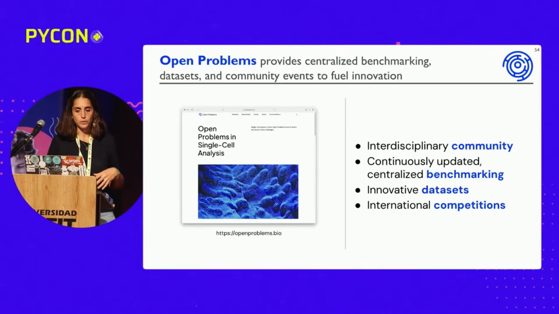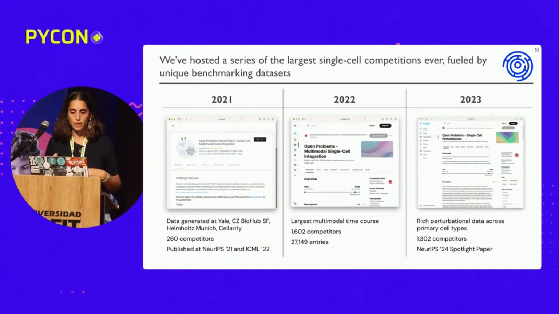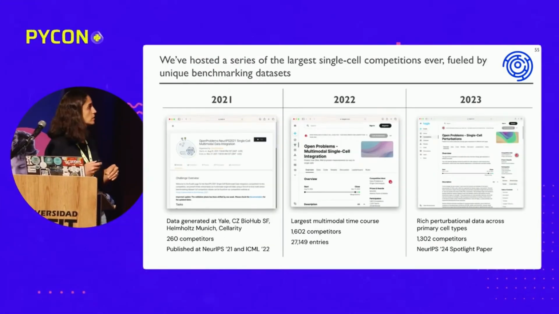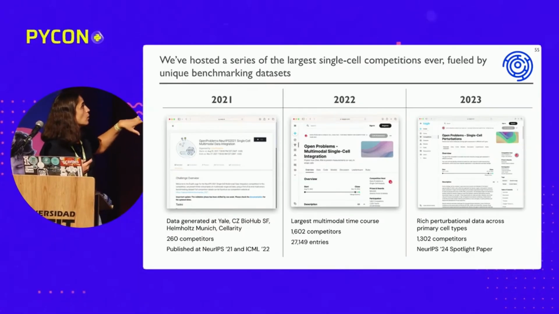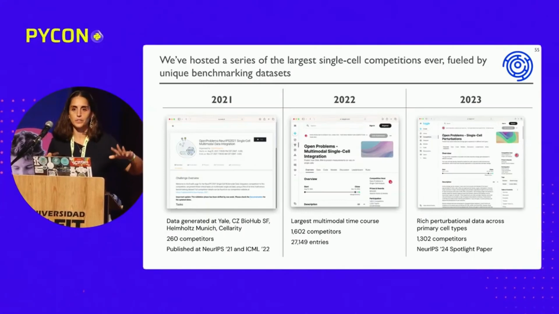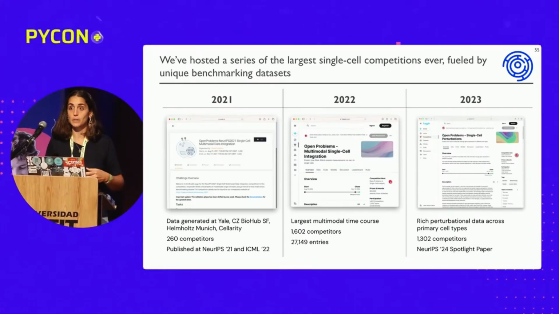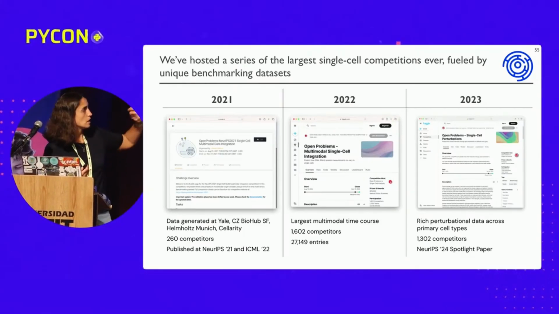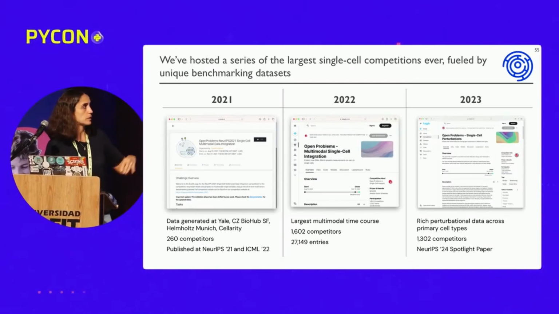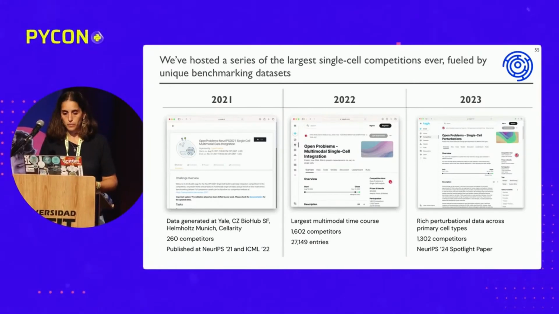And then we have done innovative datasets and international competitions. We've generated data to really power these competitions. We have run competitions at NeurIPS. I think we were the first to ever run a single-cell transcriptomics competition at NeurIPS, because the ML community hasn't really been looking into single-cell data. We did a data generation for that, then another multimodal time course, and then a perturbational dataset. This data is available from our website.